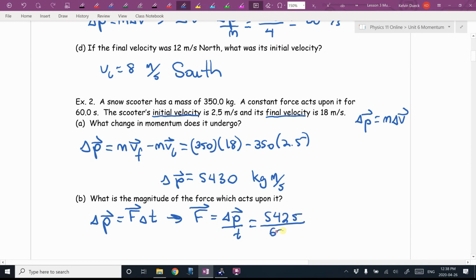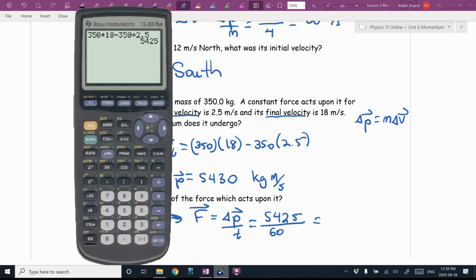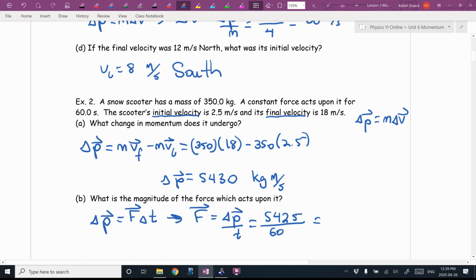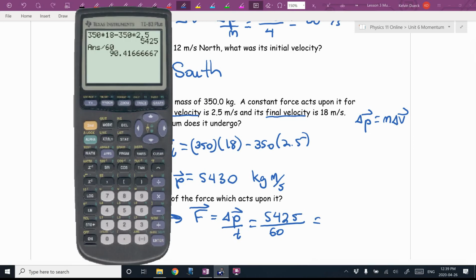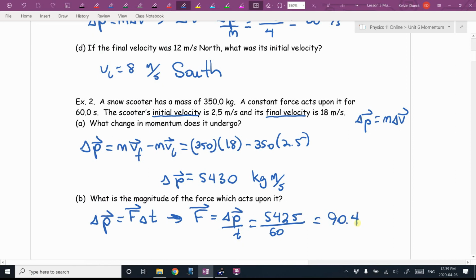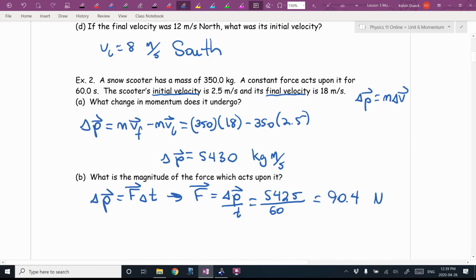The time is 60, and you can see, without even bothering to find the acceleration, I was able to get straight to the force. That's why the impulse equation is lovely. It's a lovely shortcut. It's going to be this divided by 60 seconds. It was 60 seconds, wasn't it? Yes, it was. And I get 90.4 units. It's a force, newtons. If I'd given you a direction of the impulse, then I would also know the direction of the force, but I didn't give you that.